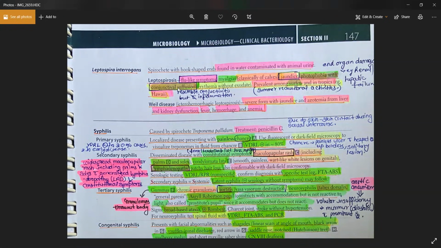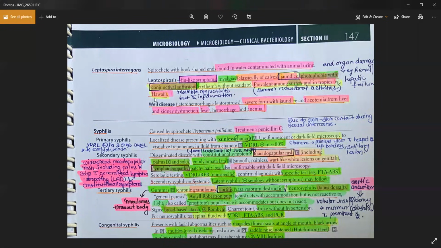It would be just flu-like symptoms like fever, chills, headache. Then you will get muscle pain, especially in the muscles of the calves. The patient will complain of leg pain, very important. And you will get organ damage. If it involves your liver, you will get jaundice. If it involves your eyes, you will get photophobia with conjunctival suffusion, which is a reddening of the eye without inflammation. There won't be inflammation in your eye. It's just a reddish discoloration of the eye. It is the conjunctival suffusion, which is erythema without exudate.